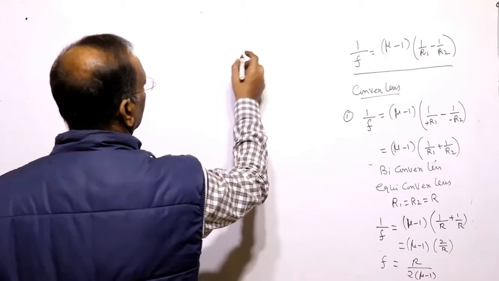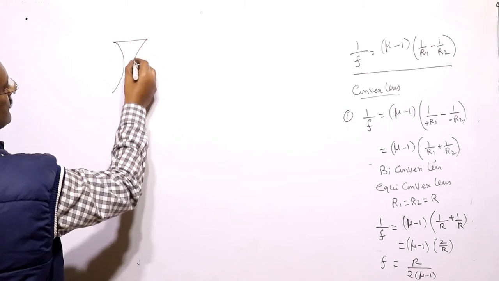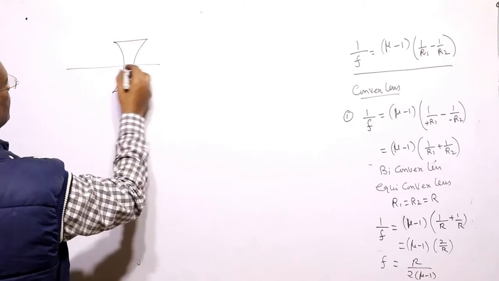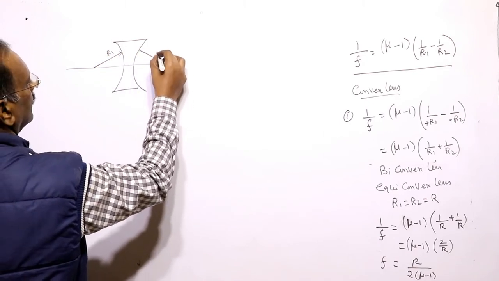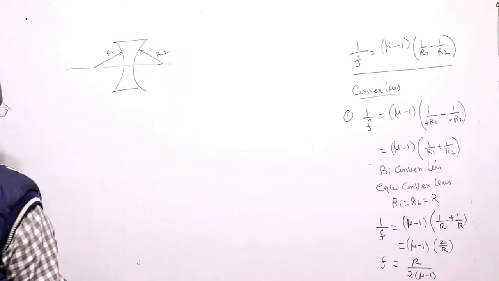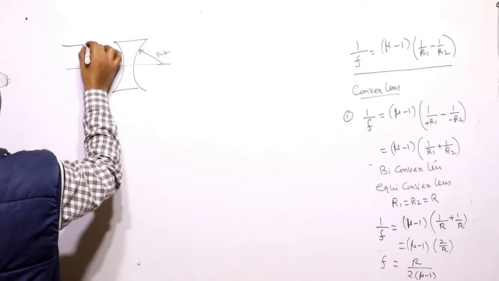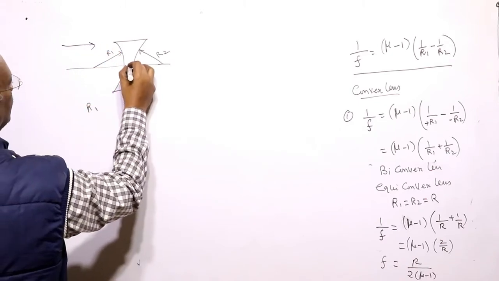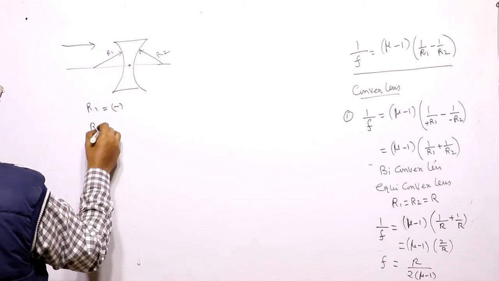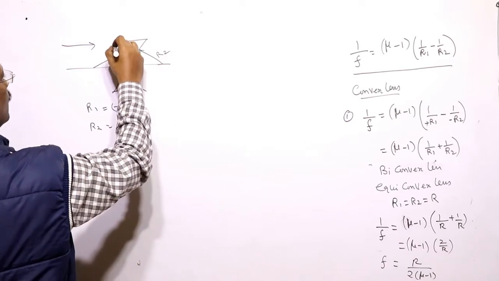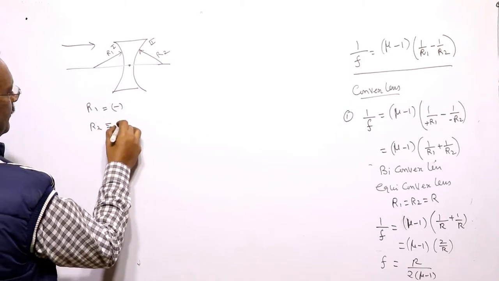For a concave lens, this is the concave lens. This is the first surface. This is R1 and this is R2. So this is the ray direction. Therefore, R1, from the optic center we come here, it means R1 is negative, and R2 is from here to here. This is surface 1, this is surface 2. So R1 is negative, R2 is positive.